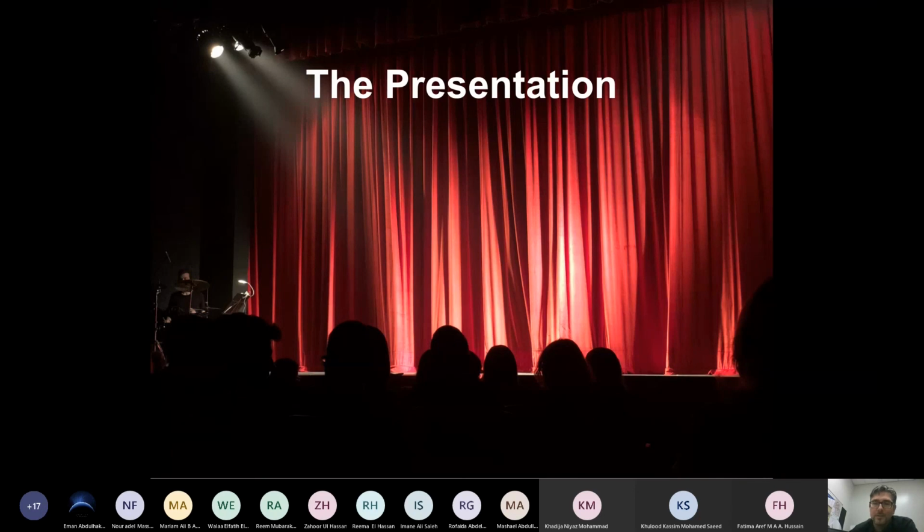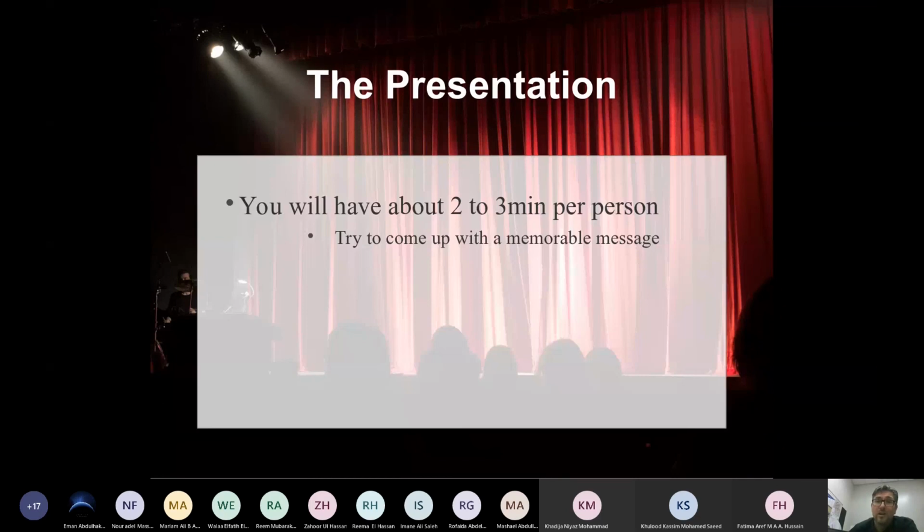Okay, so let's talk about the presentation, because your poster is not something that stands on its own. It's meant to, but at a conference, you would be standing right next to your poster. Okay, so what you need to do is make sure that you have a presentation ready. Okay, you need to make sure that your presentation is brief, because you will have about 2 to 3 minutes per person. You cannot talk to someone about your poster for half an hour.